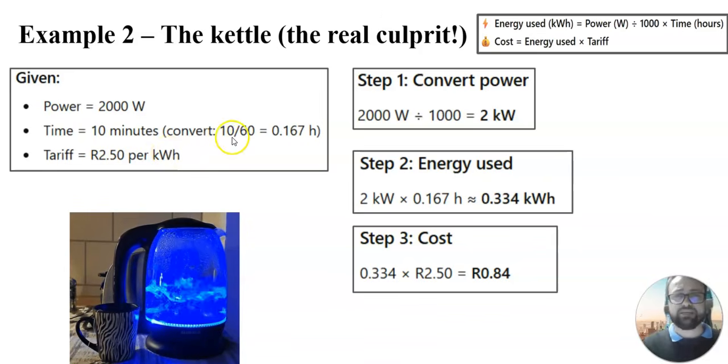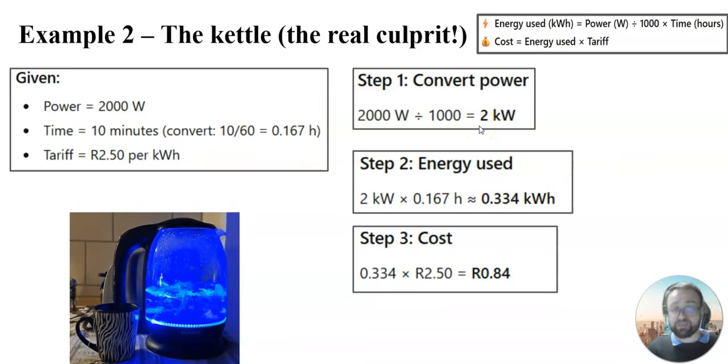So let's have a look at our steps. Step 1, 2000 watts. Remember, that's our power. Divided by 1000 gives us 2 kilowatts. Then we're going to go to step 2, energy used. 2 kilowatts times, as we've worked out, 0.167 hours gives us 0.334 kilowatt hours.